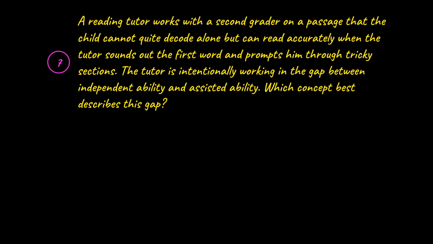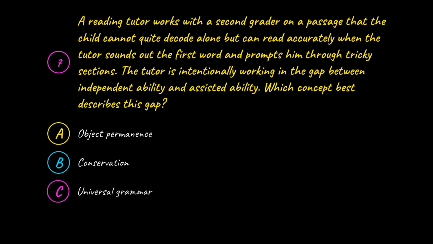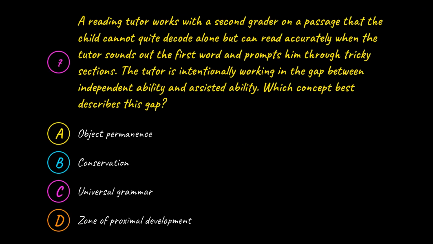Your options are A. Object permanence, B. Conservation, C. Universal grammar, D. Zone of proximal development. Don't overthink it. Which one feels right?